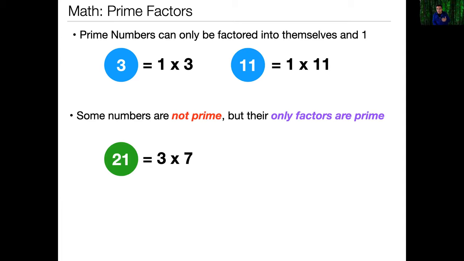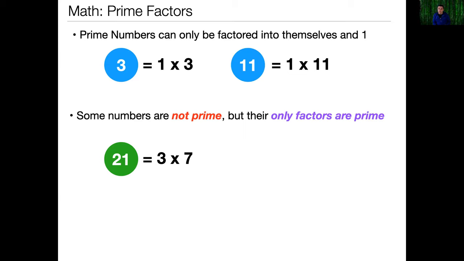21 is not prime. It can be factored into 1 times 21, but it can also be factored into 3 times 7. But that's the only way to factor 21, only 3 and only 7. Because 3 is prime and 7 is prime, this is one of those special numbers that we're talking about.